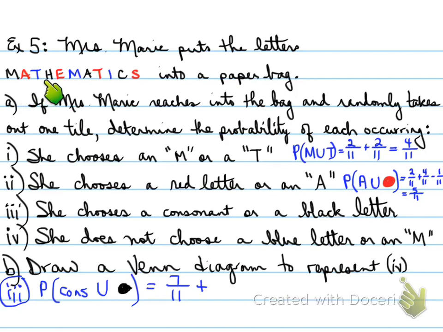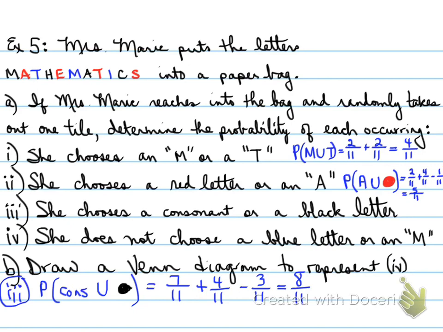There's 1, 2, 3, 4 black letters. Did we double count any? Well, yes. This one is a consonant and a black letter. Any others? Yes. H is a consonant and a black letter. C is a consonant and a black letter. So we have to subtract 3 out of the 11. The result will be 8/11.